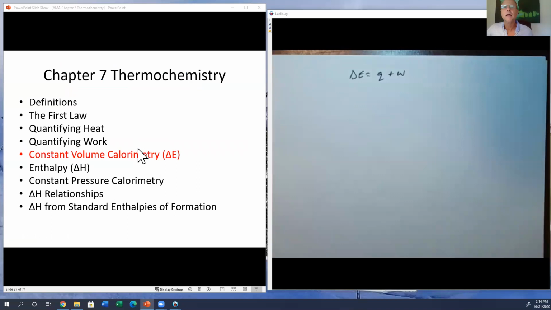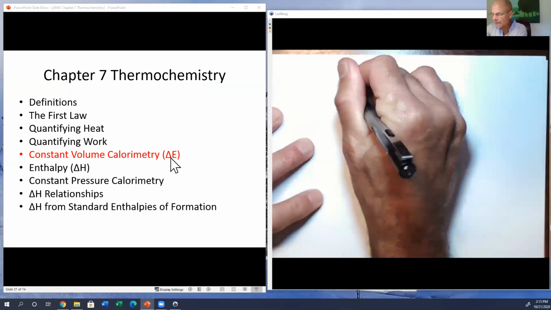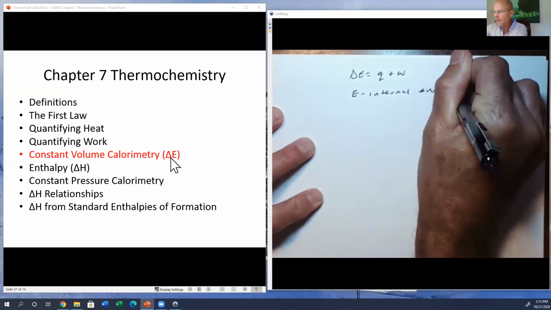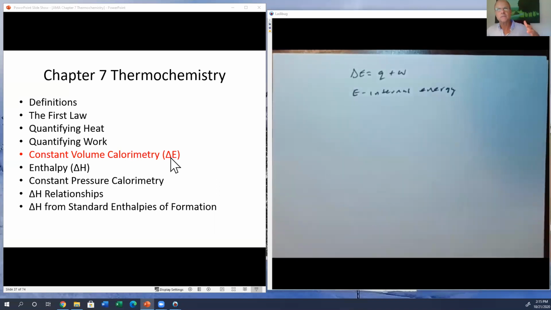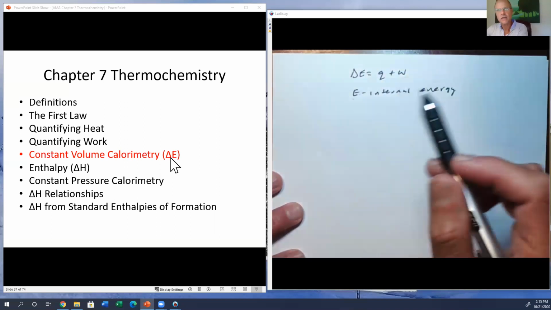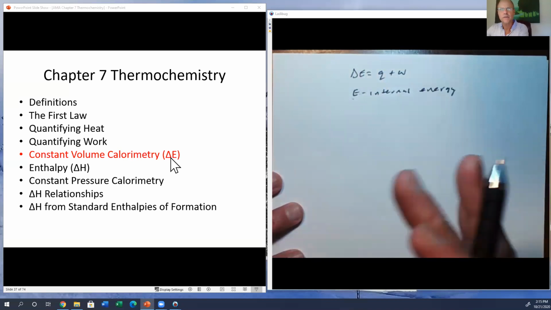Now, one way we can measure the amount of energy being given off by a chemical reaction is through something called constant volume calorimetry, all right? And constant volume calorimetry measures delta E, the change in internal energy. Remember, last time we defined E as internal energy, the sum of all the potential and kinetic energy of the system, okay? So the change in internal energy is equal to the amount of heat exchanged and the amount of work done summed together.